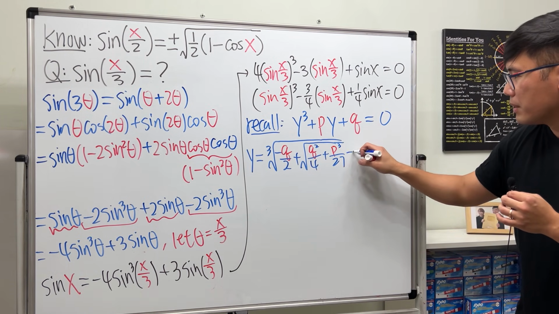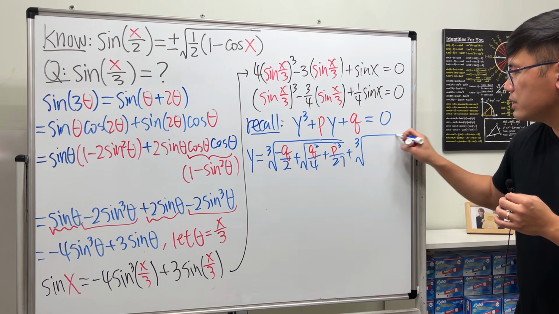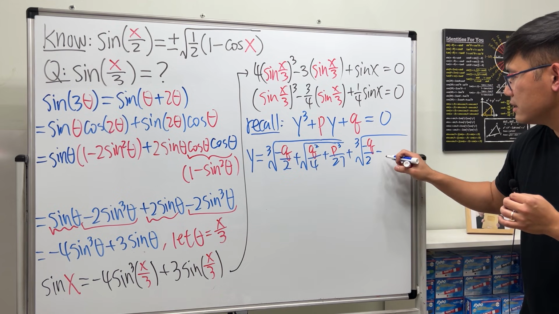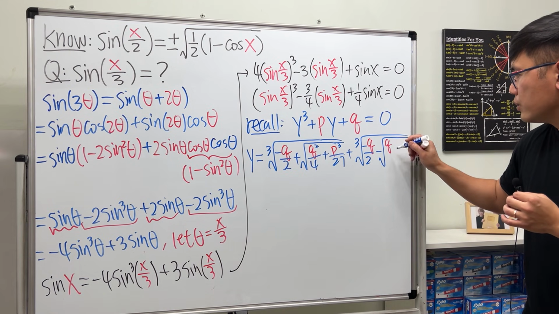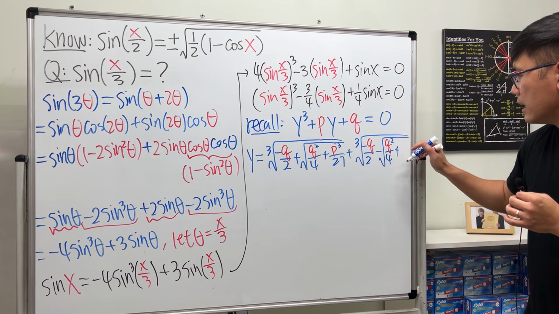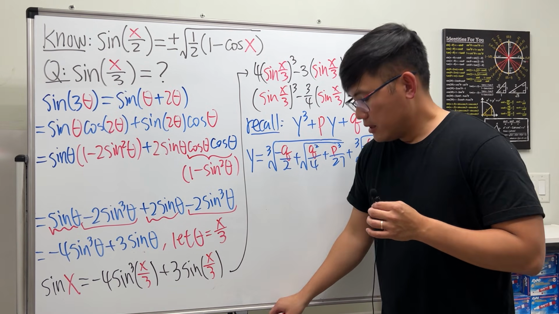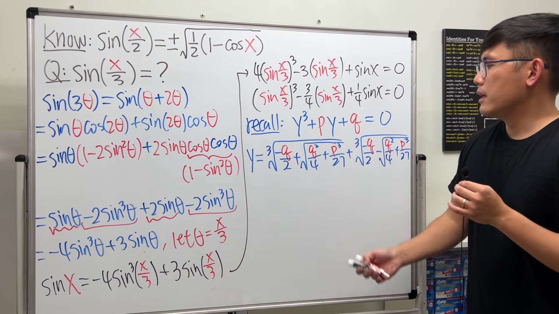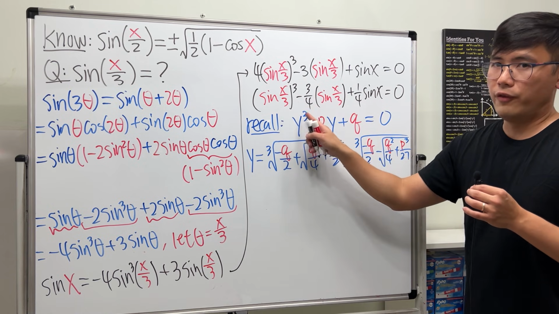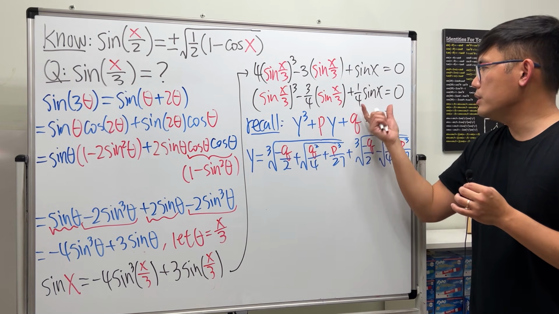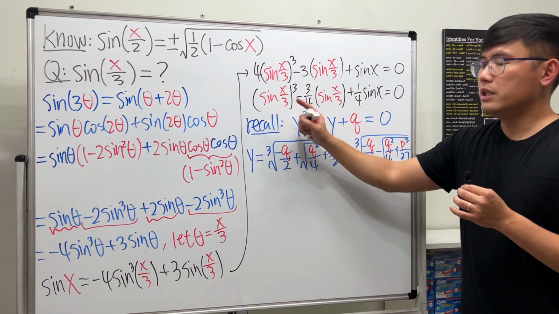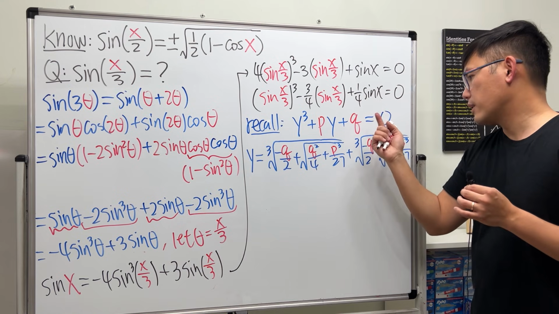So that will be plus, and here we have the cube root, and then we have the negative q over 2 minus the square root of q squared over 4 plus p to the third power over 27. Now we just have to be careful about what the p and q are. P is negative 3 over 4. But in our case, q is this thing, because we are going to write sine of x over 3 in terms of sine x.